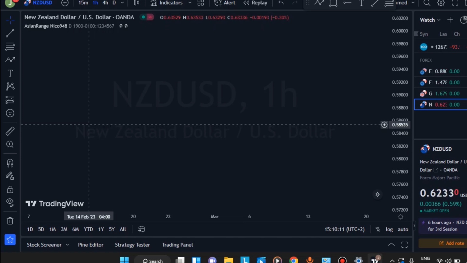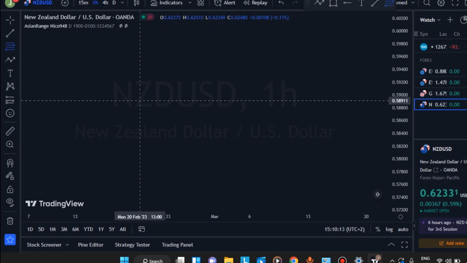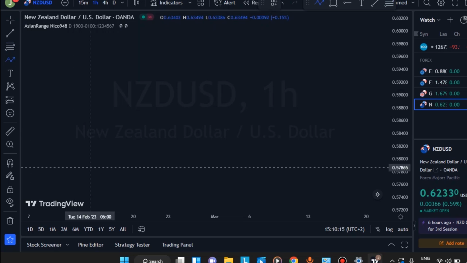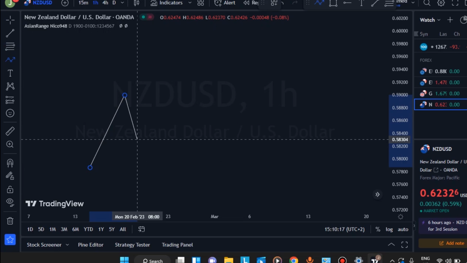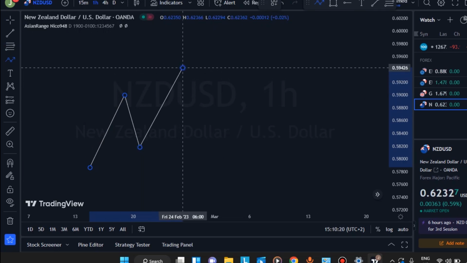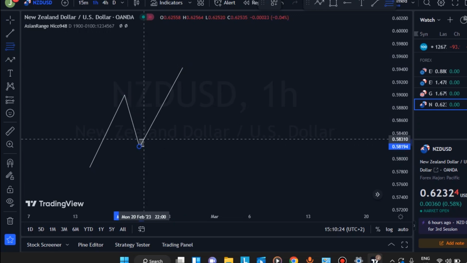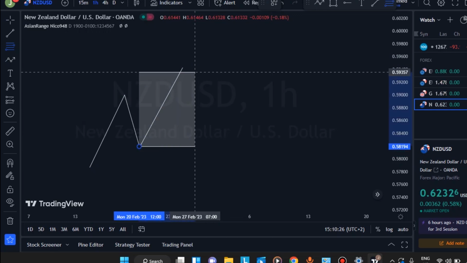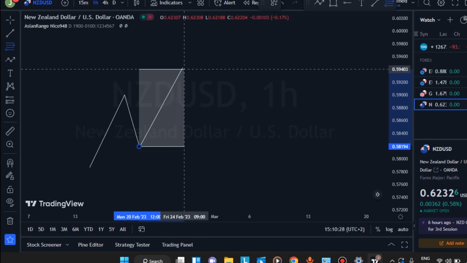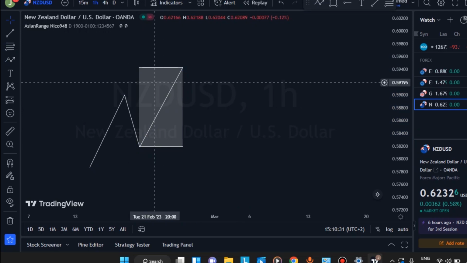Let me take out my Fibonacci first. Let me draw a leg. So here we have a leg, and as you can see, we're in an uptrend. This is the high, and this is the low and the high of our impulse. This is the current impulsive move that we have.